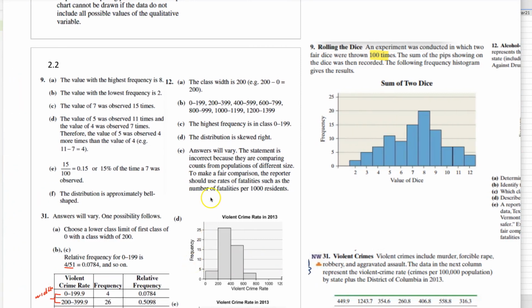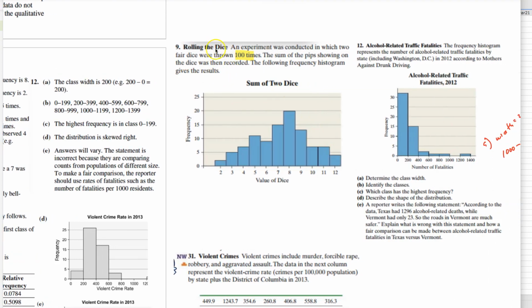This is the video for chapter 2.2 homework. First one is related to question 9, rolling dice.